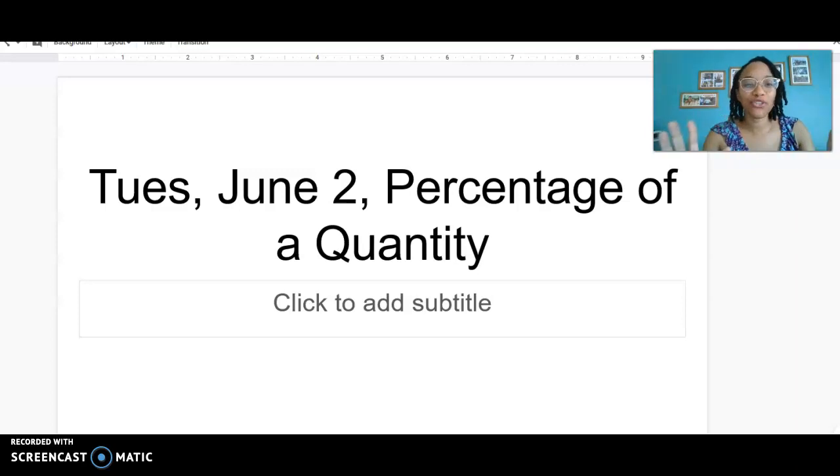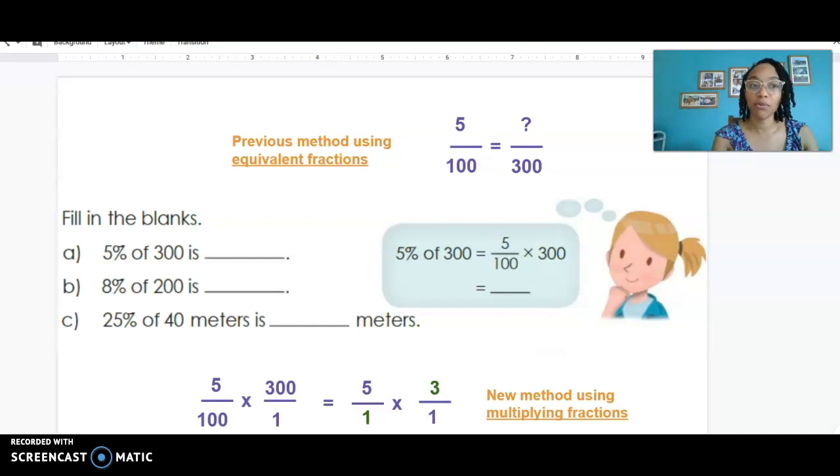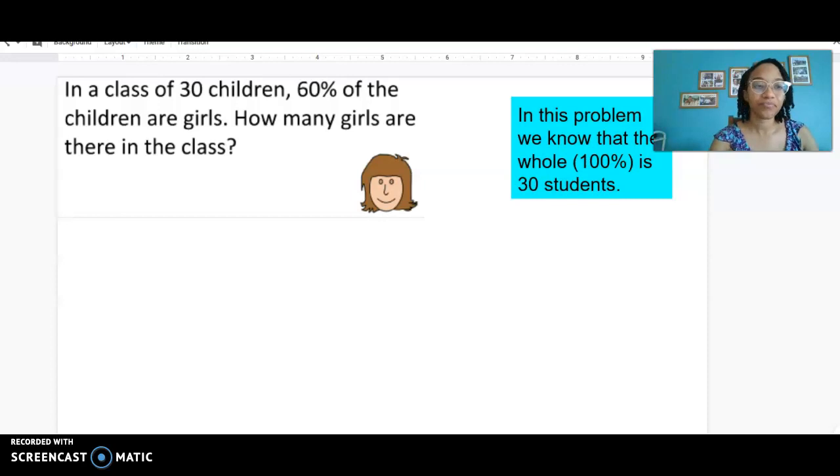This is your part 2 video of percentage of a quantity. Remember that in the first video, we already talked about the old method we used to use with equivalent fractions and how we're moving to a multiplying method. So let's look at the next problem we want to solve together that requires finding a percentage of a quantity.